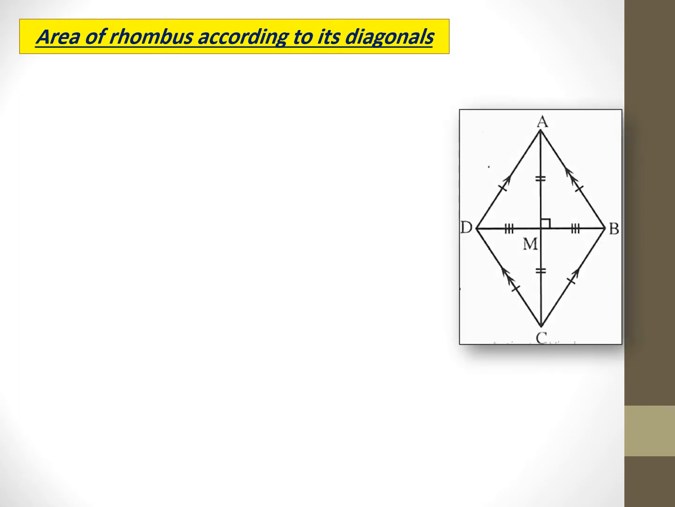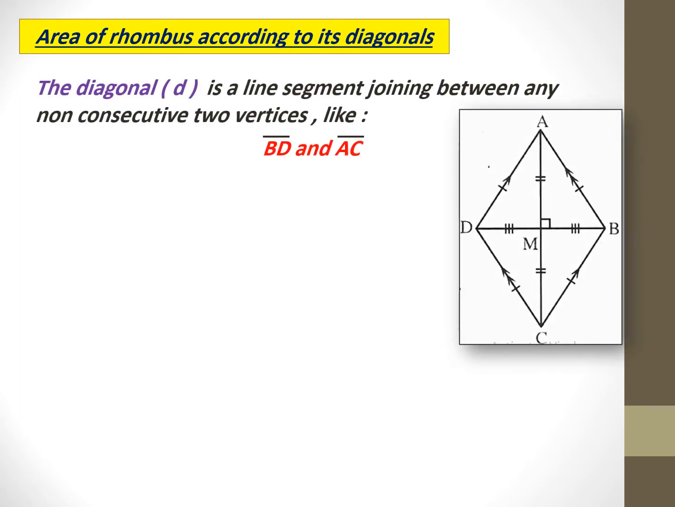Let's go to the second rule of the area of the rhombus, according to its diagonals. What is the meaning of diagonal? The diagonal is a line segment joining any two non-consecutive vertices, like AC is a diagonal joining A and C, non-consecutive vertices, and BD is a diagonal joining B and D, non-consecutive vertices.